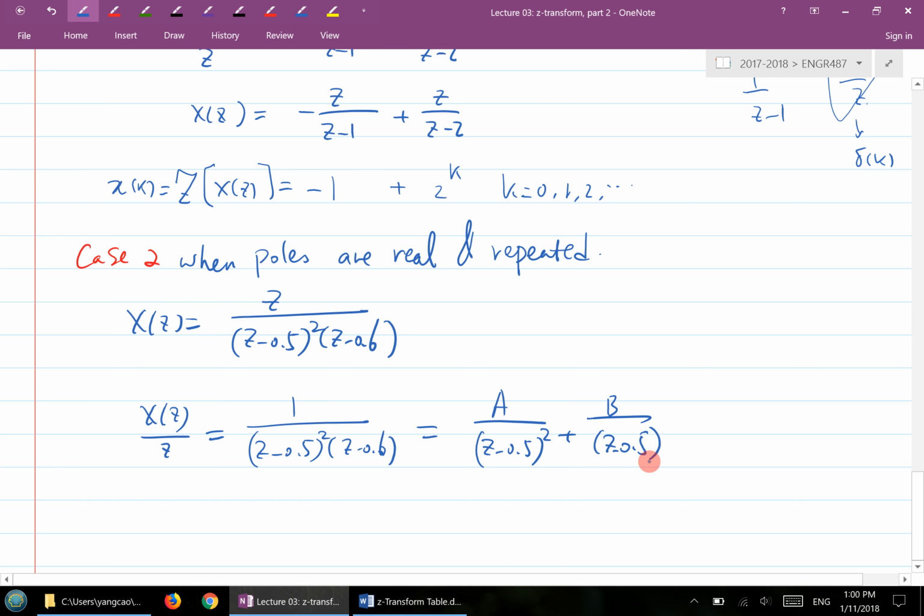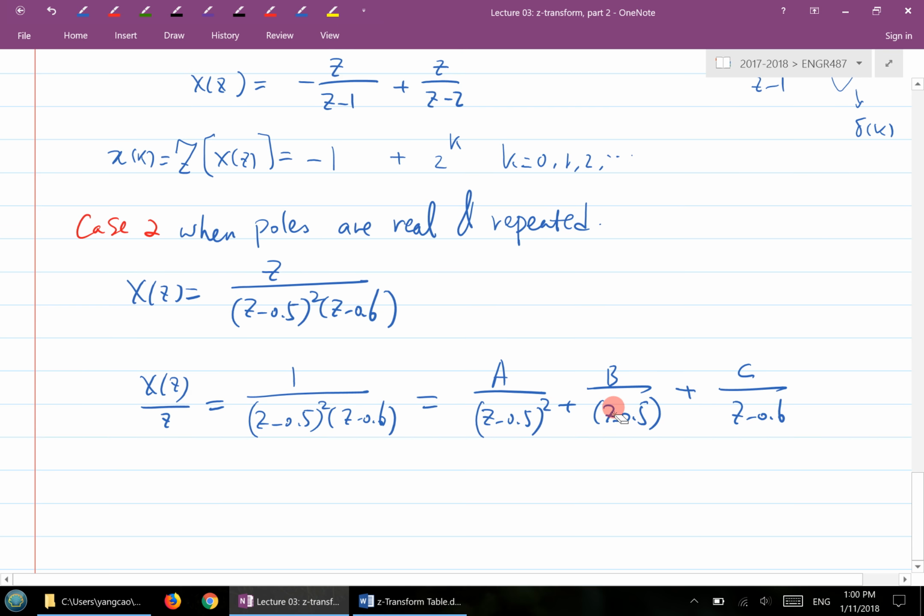So for the same term z minus 0.5, you have to repeat it twice. There's a power here, there's a first order here, and it depends on how many times it repeats. If it's a cubic term, then your first term is actually z minus 0.5 to the power 3. And finally, you get c over z minus 0.6. So now, in this case, you have 3 residues here.